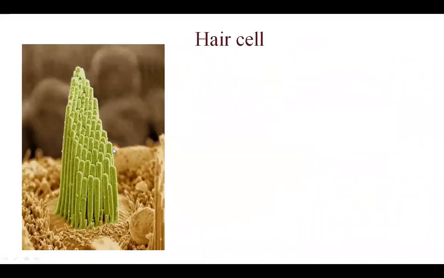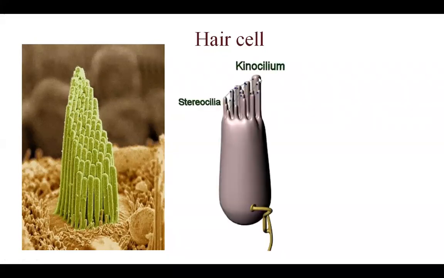So this is a 3-dimensional image of hair cells. Here you see it is a bundle of hair, stereocilia, which are kept together. If you see the arrangement, they are arranged in increasing height. There is only one hair, the tallest one, which is known as the kinocilium. And if you look at this image, all the tips are linked to each other.